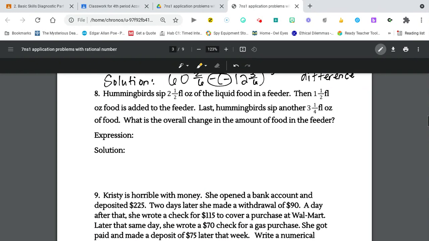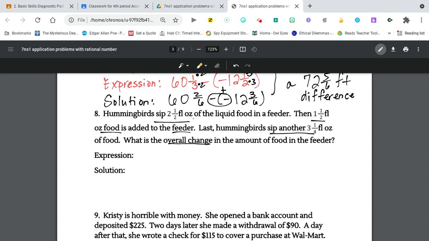All right. 8 hummingbirds sip 2.5 fluid ounces of liquid food in a feeder. Okay, so they start off sipping that. Then 1.5 fluid ounces of food is added to the feeder. Okay, so they sip 2.5 fluid ounces, which means it's going away. And then someone adds 1.5 fluid ounces. Later, hummingbirds sip another 3.25 fluid ounces of food, or taken away again. It says, what is the overall change in the amount of food in the feeder?